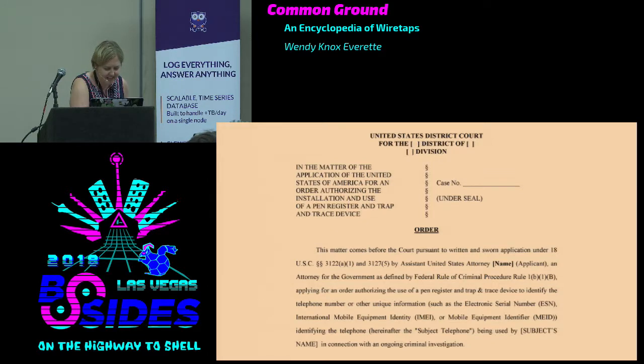We need to uniquely identify the device that we're going to be doing it for. So we might have an IMEI number in here or an ESN. And then you say identifying the telephone number being used by. We have to have a subject name in here. Or we have to say the whole, like, first name unknown, last name unknown. It's required by the statute. If that's not in there, you don't approve the order.